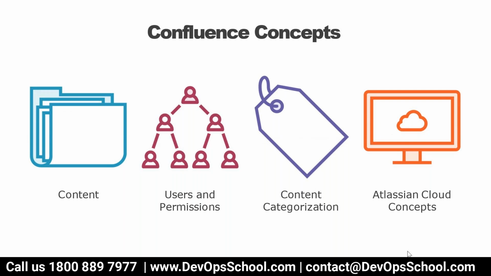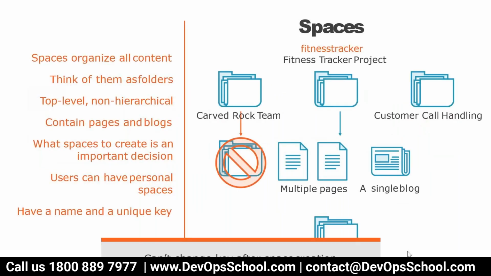How you want to give access to this content, so that's where the users and permissions come in. And how do you organize the content, attachments or pages or images? How do you organize it? So we have a categorization and so on. So when you go to Confluence, the first thing which you will come across is space.